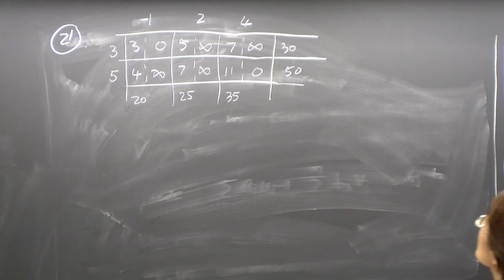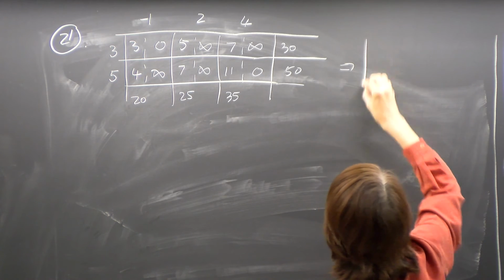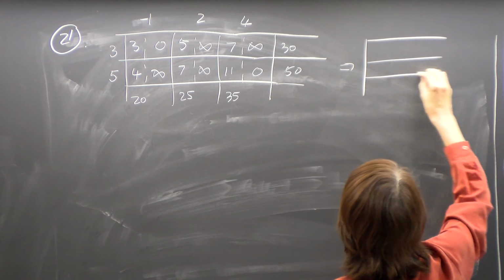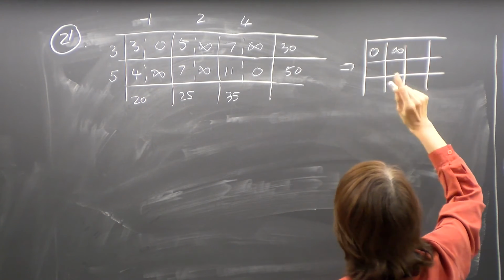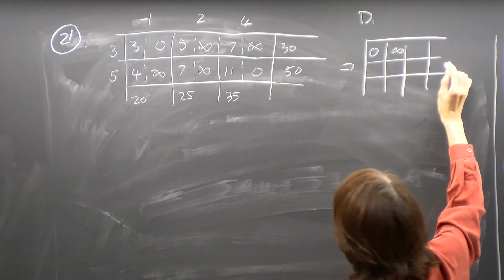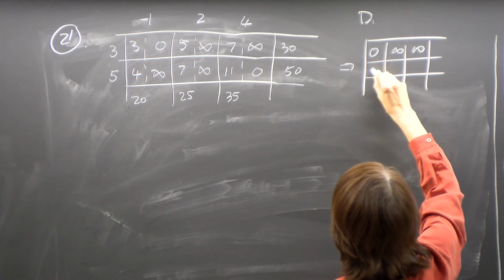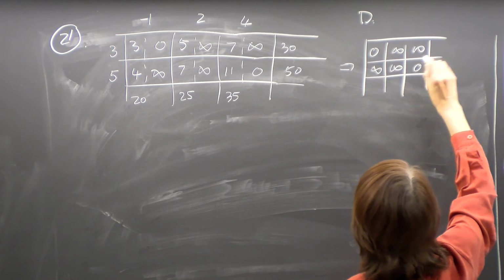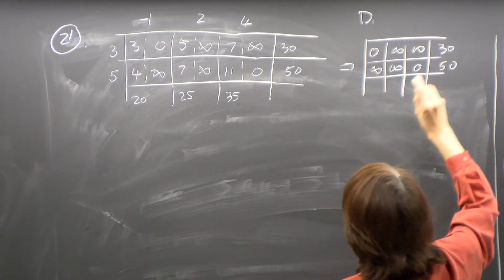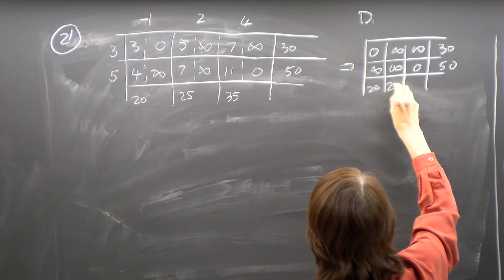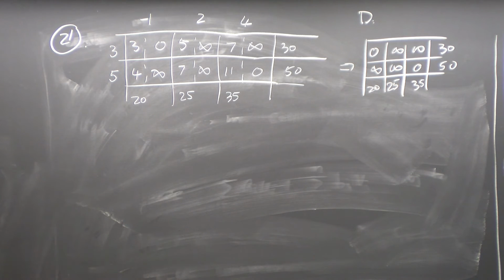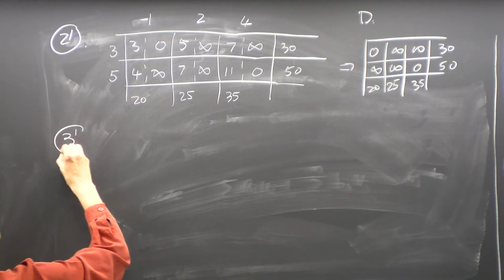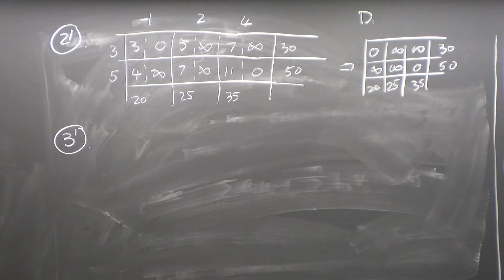Is it clear? So this means I have the following distribution problem. If you really want me to write this out again, so I have 0, infinity. So that's the distribution problem: infinity, infinity, infinity, infinity, 0, 30, 50, 20, 25, and 35. So that is to form that. And then I will have to try to solve it. Step 3 says attempt to solve.